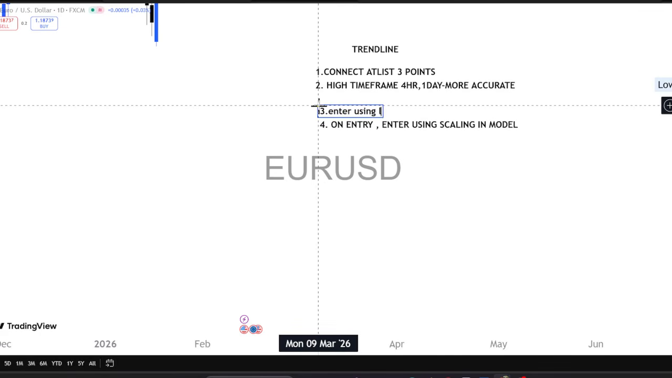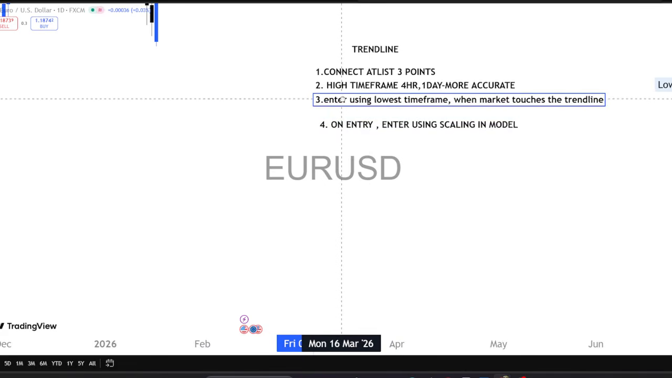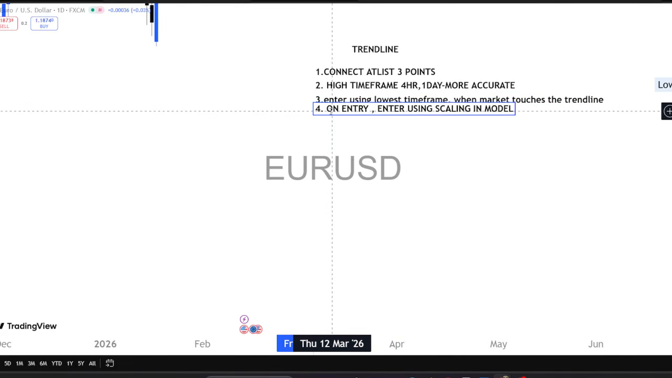So point number 3 is enter using lowest time frame when the market touches the trend line. But don't forget about the liquidity sweep, all right? So that is point number 3. Now, what is point number 5, which is very important as well in this scenario? Those are things that you really need to look at every time, right?